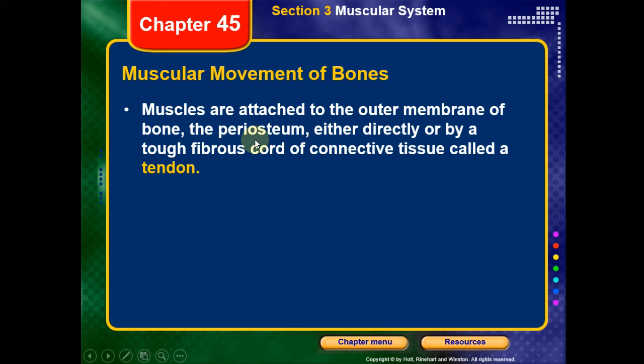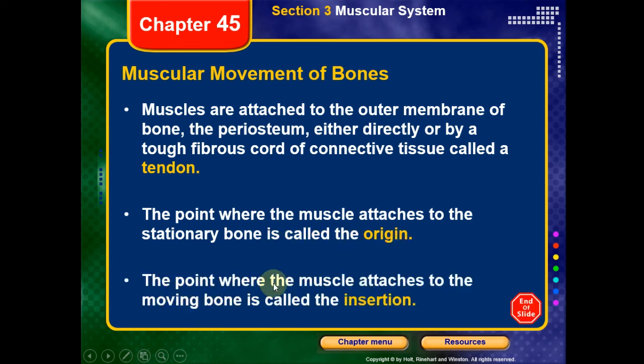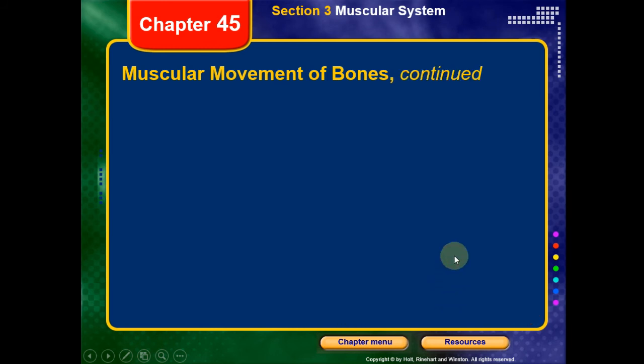Muscles are attached to the outer membrane of the bone. We are talking here about the skeletal muscle. The periosteum is the part where the muscle is attached, either directly or by tough fibrous cords of connective tissue called tendons. The point where the muscle attaches to the stationary bone is called the origin, while the point where the muscle attaches to the moving bone is called the insertion.